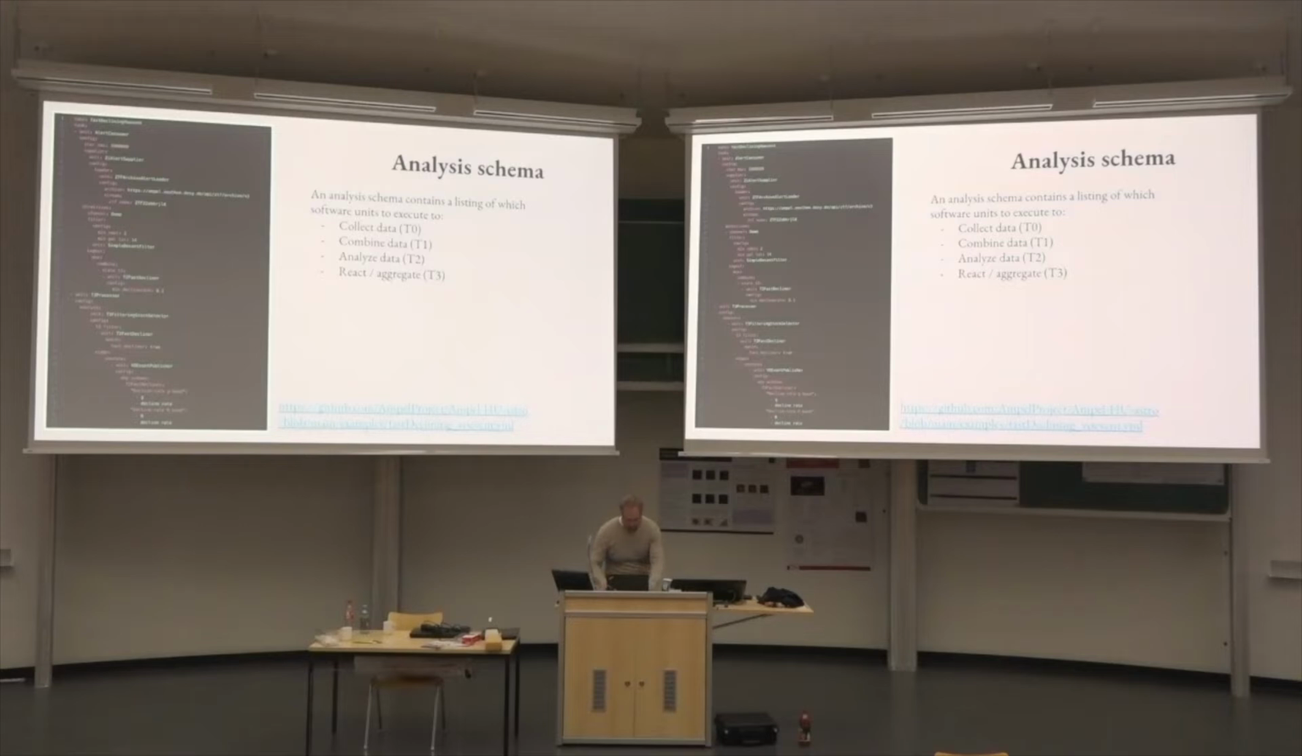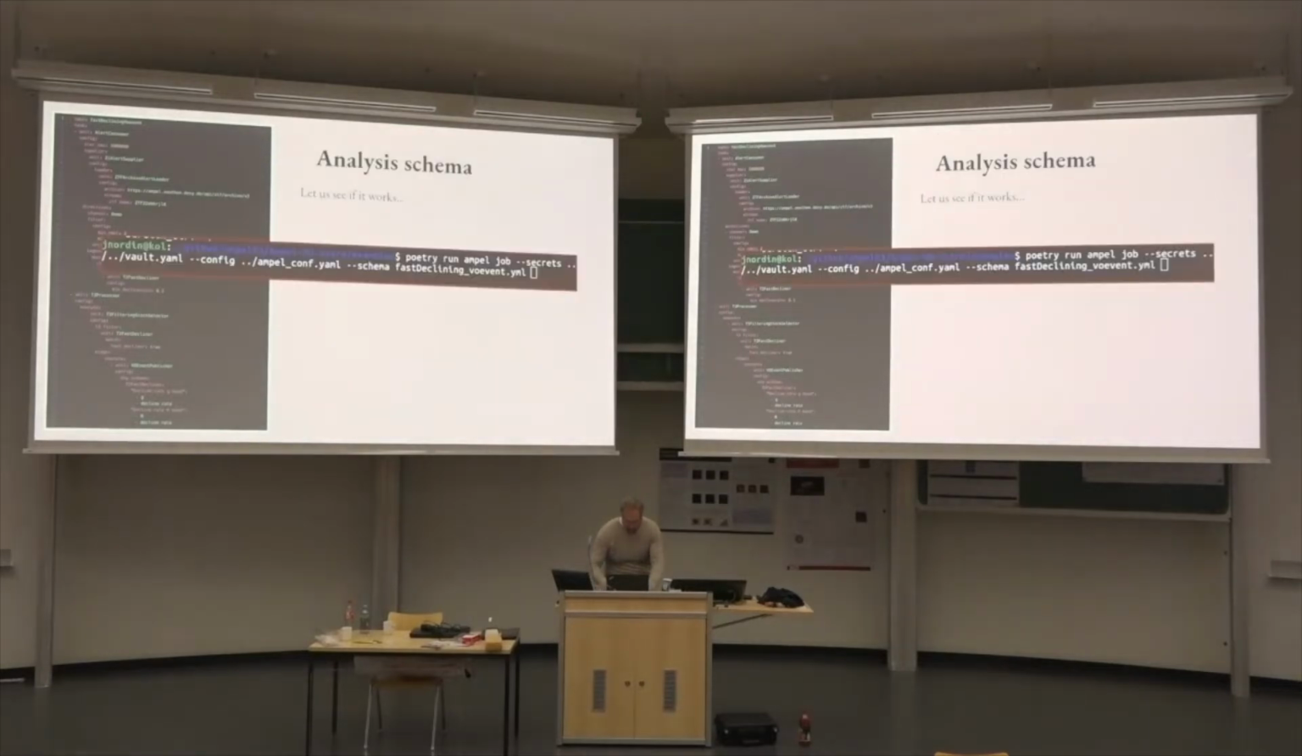Let's try. Okay, so let's try it out. This is just what I will be running on my laptop, and let's see if it works. So with poetry, we're running this in a fixed environment, a Python environment with a lock file with versions of these libraries, meaning that hopefully you should all be able to recreate this. And then we're running AMPEL, and AMPEL is taking on a job, and the core of this job, the schema, is this YAML file that you saw here.